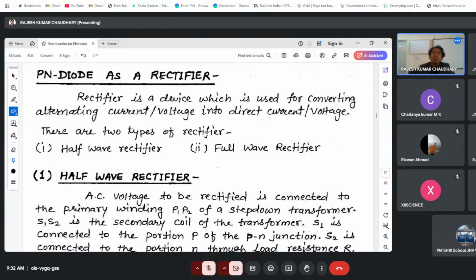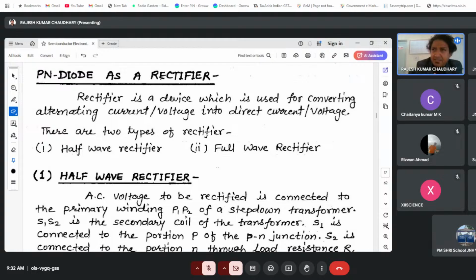My dear students, in previous years, in your syllabus there were many uses of the PN junction diode, like as a rectifier, as an LED, as a photodiode, as a solar cell. But now your syllabus has been reduced and only one use is there, and that use is called the rectifier. I will just take 5 to 10 minutes of your time. Please be with me.